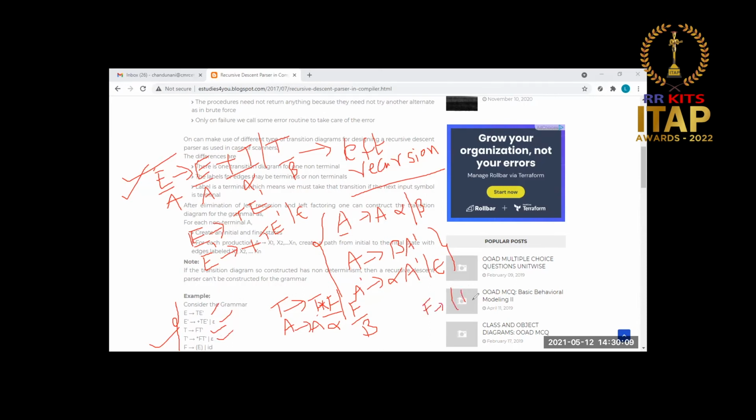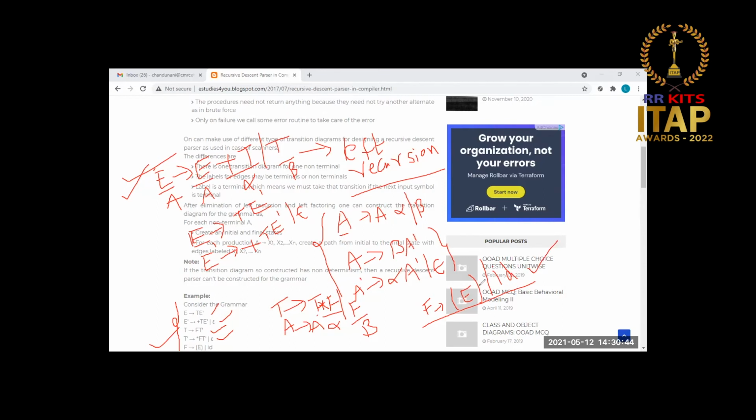And this is the last production they have given: F tends to open bracket E closing bracket or ID. It is not of the form of left recursion, because on the left hand side we are having capital F, but on the right hand side we don't have capital F. You can observe the formula: A should be the same on both sides, then only you can apply the left recursion. In this given grammar we don't have the left recursion format, so it will remain as it is. No need to apply the left recursion.